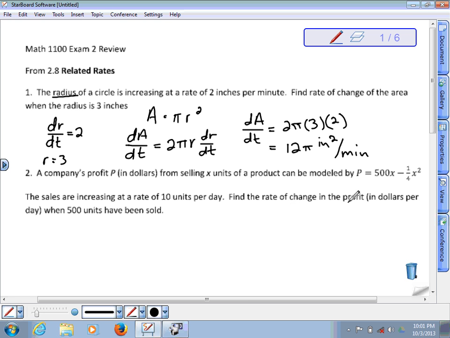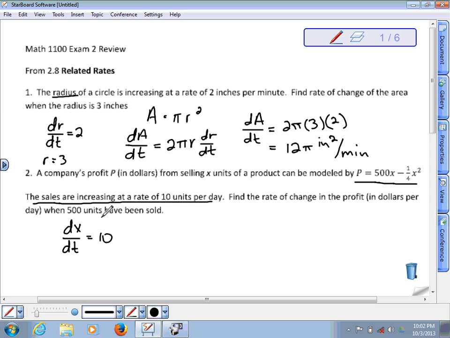Question 2, we need to find the rate of change in profit. So we've been given a profit function, okay, but when we take the derivative with respect to time, in this case days, we're also going to have to know a value of dx/dt, the rate at which x is increasing. X is represented by selling x number of units. So here's the rate right here. The sales are increasing at a rate of 10 units per day. X represents what they're selling, the number of units. So the rate at which it's increasing is dx/dt. That's equal to 10.